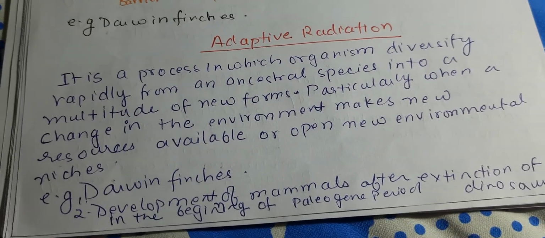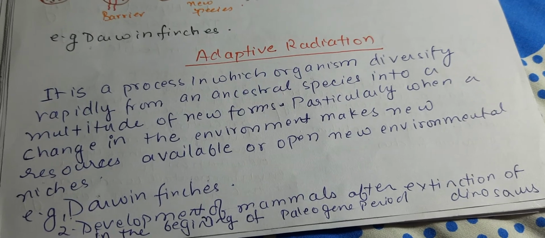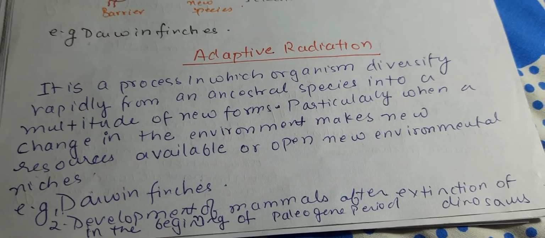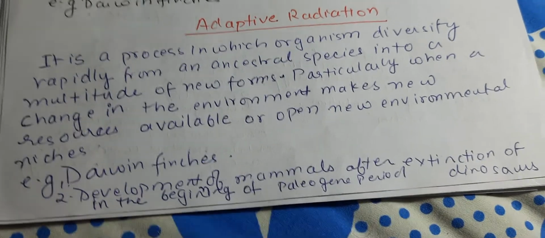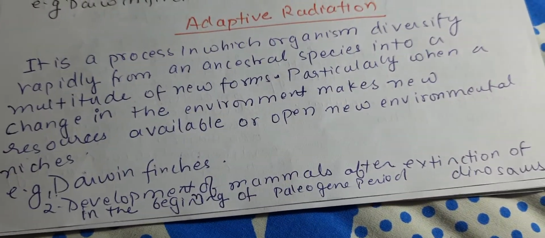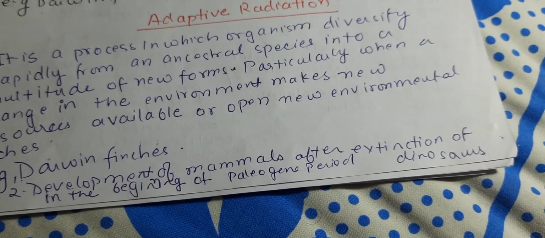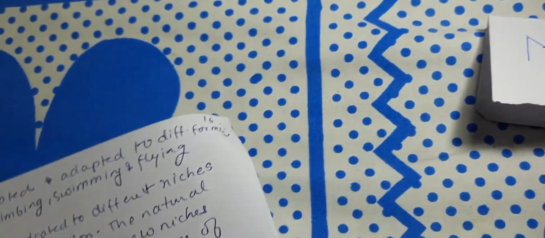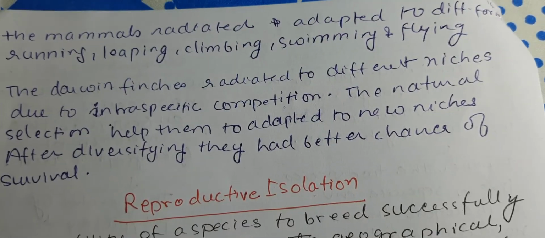It is the process in which organisms diversify rapidly from an ancestral species into a multitude of new forms, particularly when a change in the environment makes new resources available or opens new environmental niches. Example, Darwin's finches, and even the marsupial radiation is also an example of this. Development of mammals after the extinction of dinosaurs in the beginning of the Paleogene period, and the mammals radiated and adapted to different running, leaping, climbing, swimming, flying.